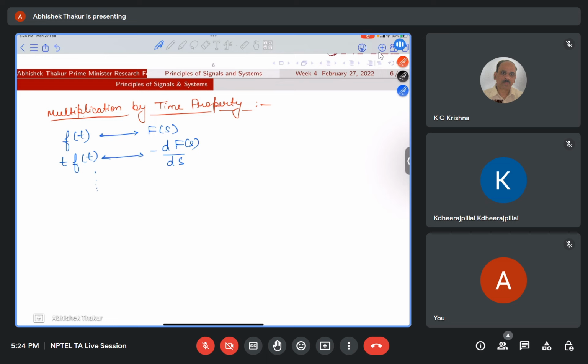And if we multiply it with t to the power n, this is the generalized term. So this will be n factorial by, if we do it multiple times. We will take some example, then we will see how to do this.